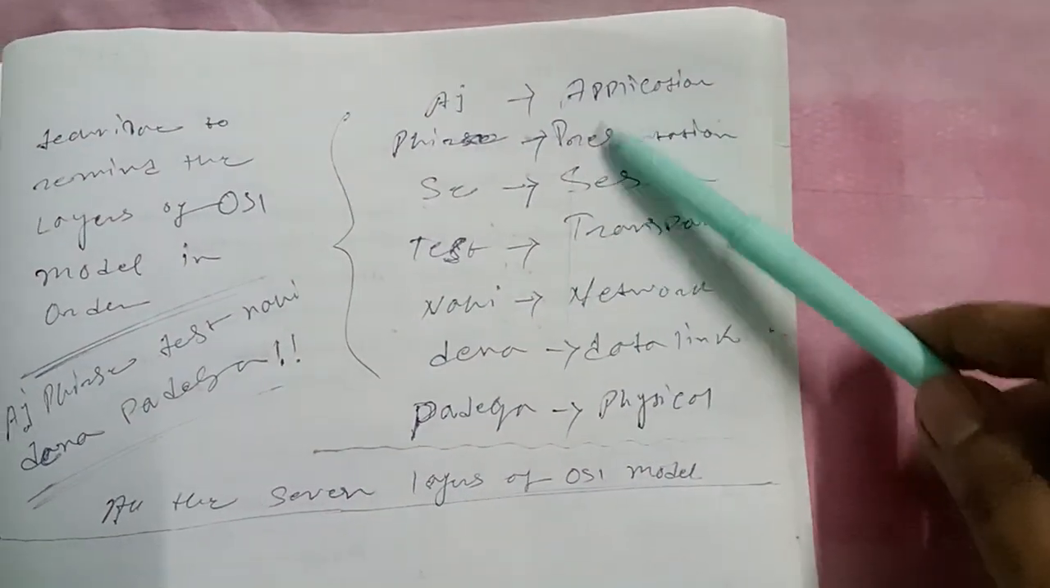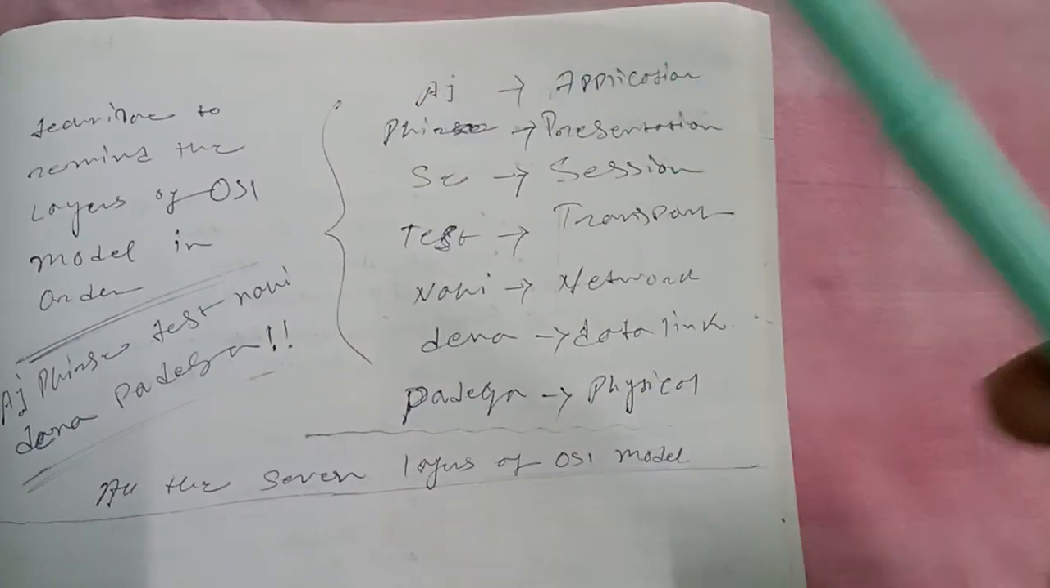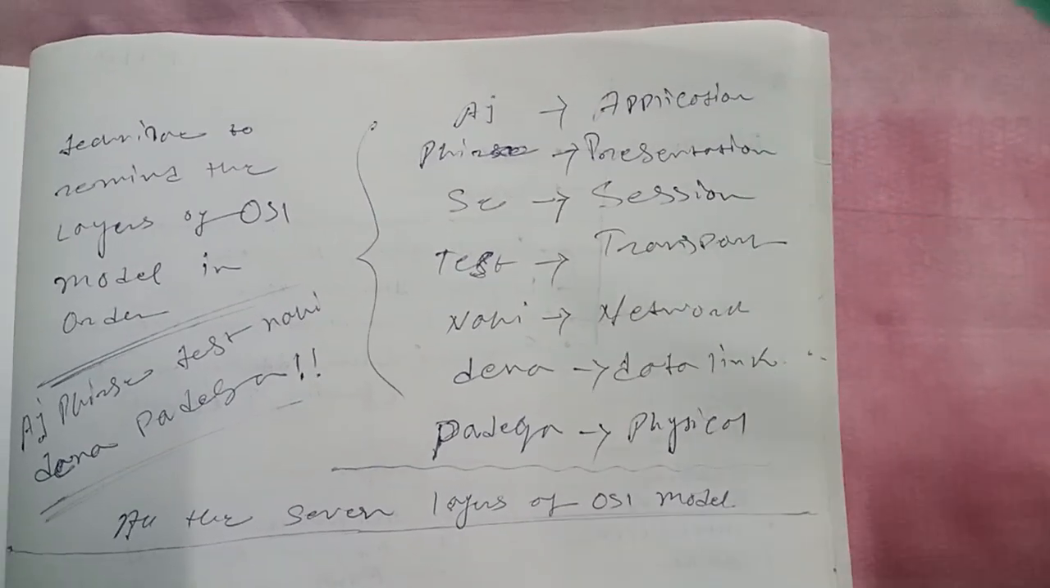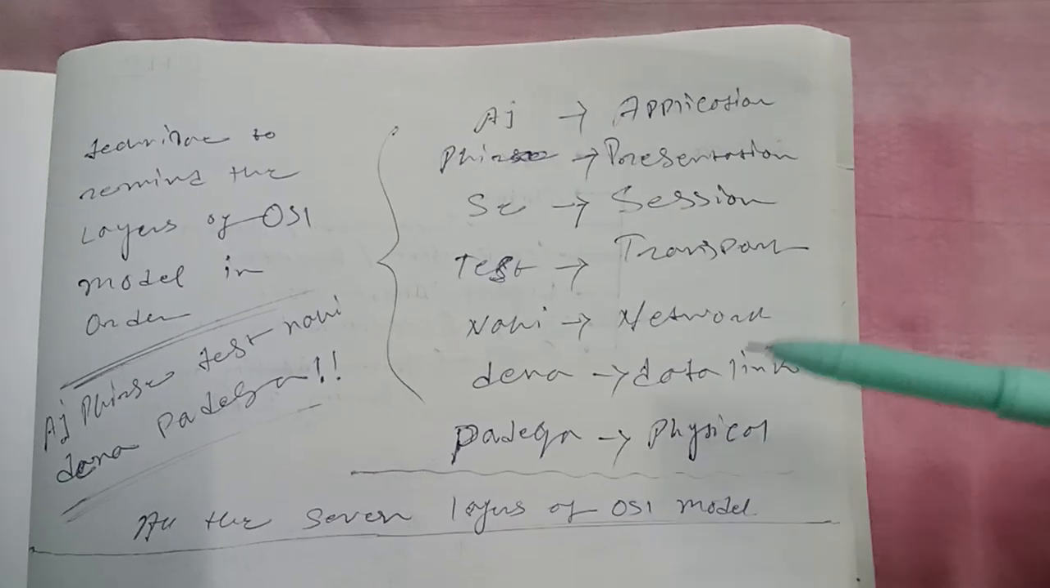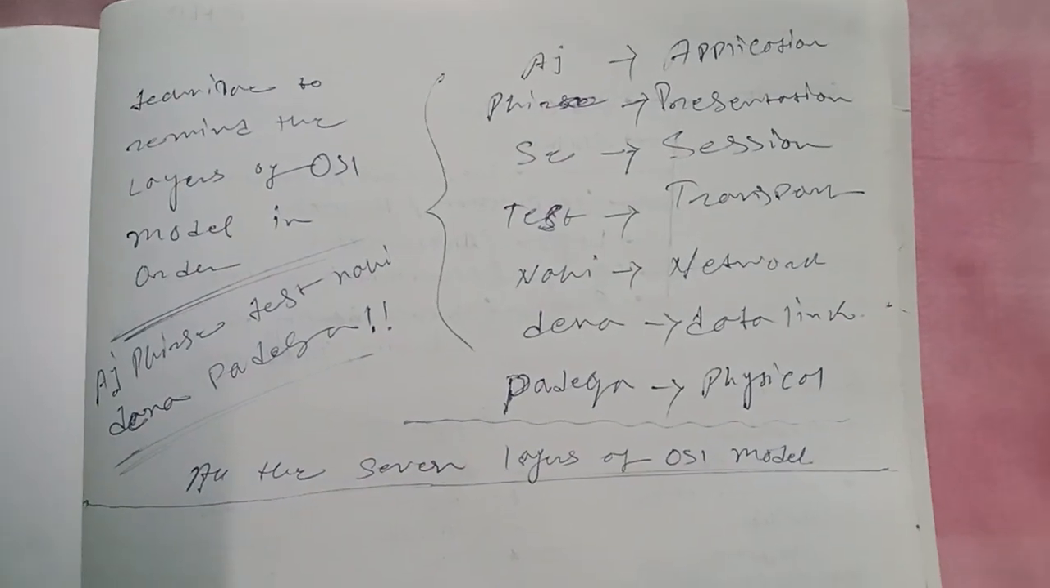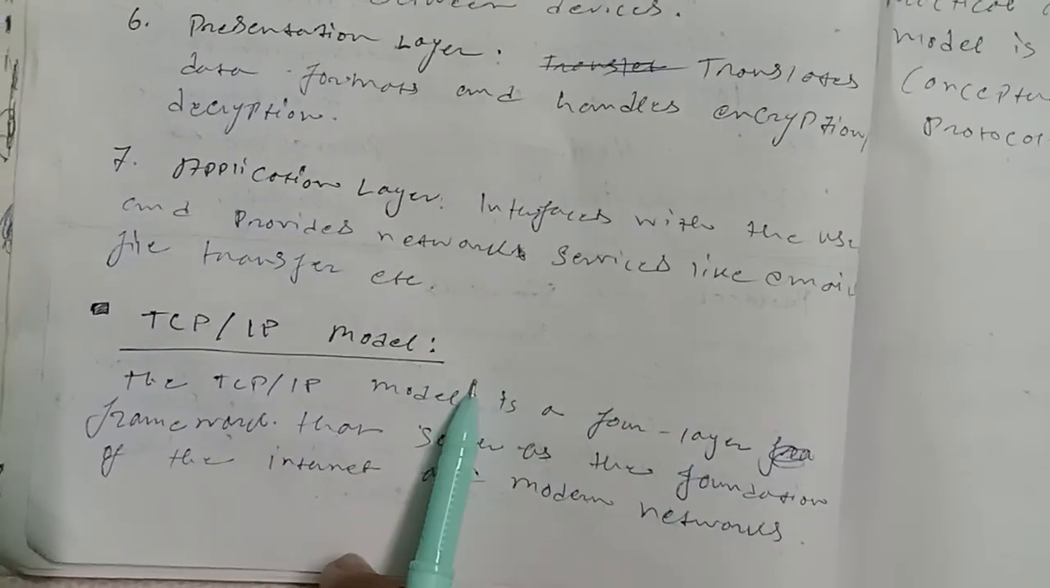You have to remember this sentence, and you can easily remember the names of all the layers in the OSI model in order. So thank me later, and jokes apart, let's come to the TCP/IP model.